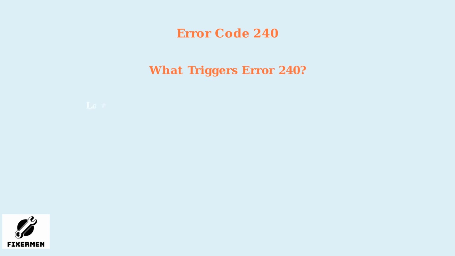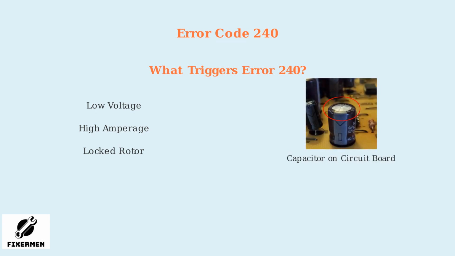Error code 240 activates when the system detects specific electrical anomalies in the fan motor. These include low voltage, which can prevent proper starting, high amperage indicating excessive current draw, or a locked rotor where the motor cannot turn. Capacitor failure is a primary trigger, often caused by age or electrical stress, leading to insufficient starting power for the motor.